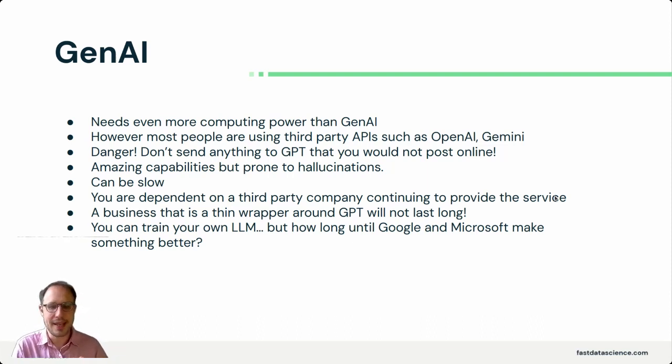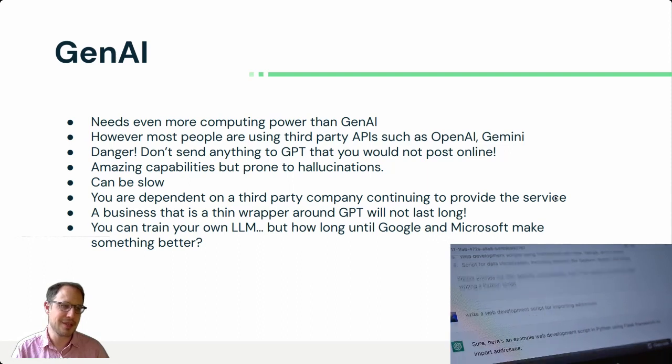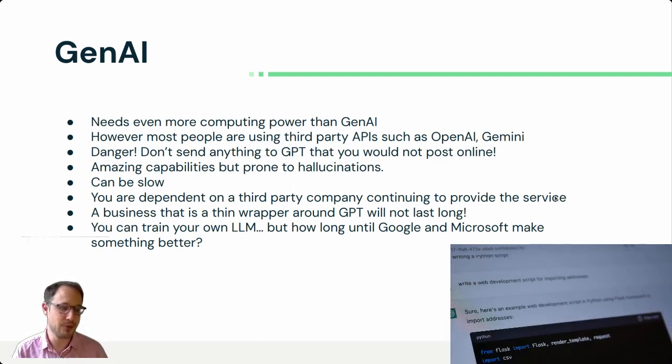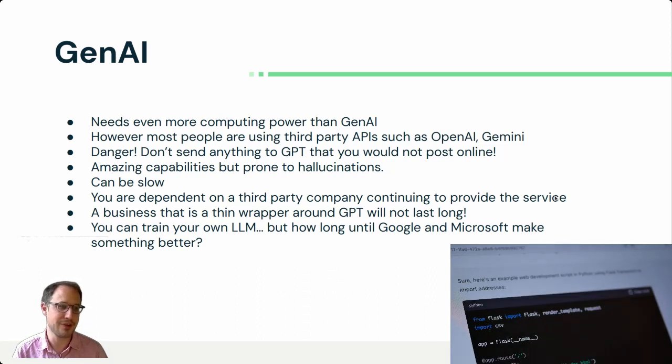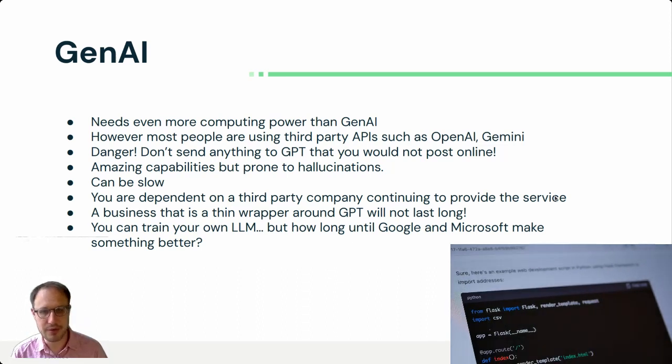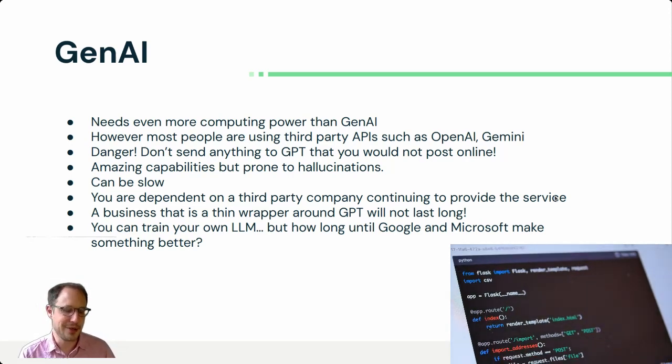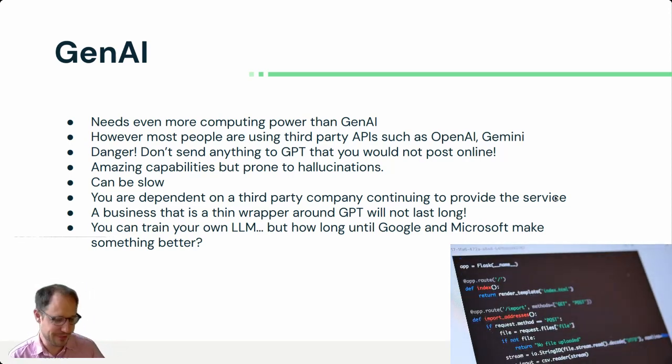So we need to be aware that any business proposition that is built as a wrapper around GPT is not likely to last very long. You also have the option of training your own LLMs, and that's orders of magnitude more expensive and more involved and more difficult than training your own convolutional neural network or image classifier. I haven't done this, but it looks very difficult.